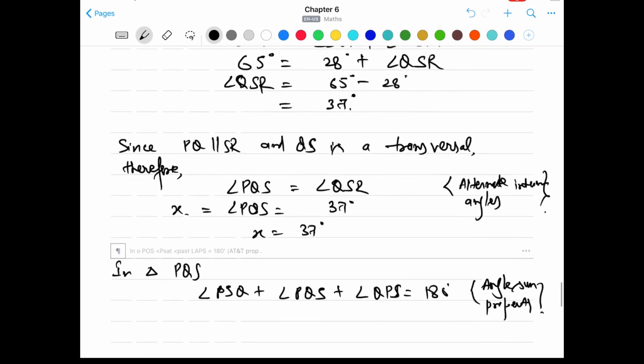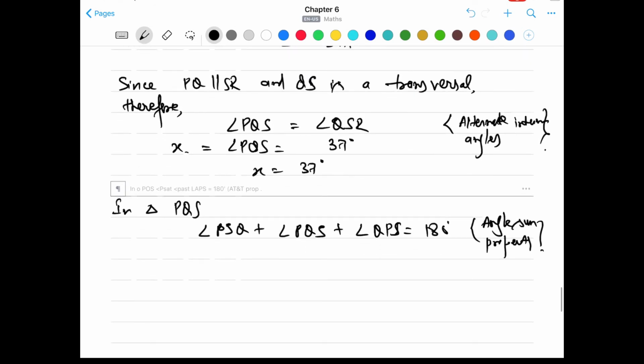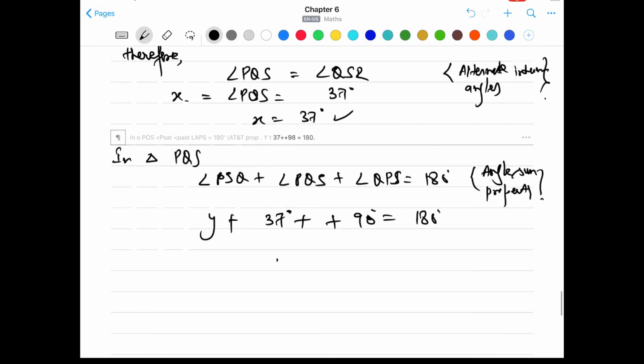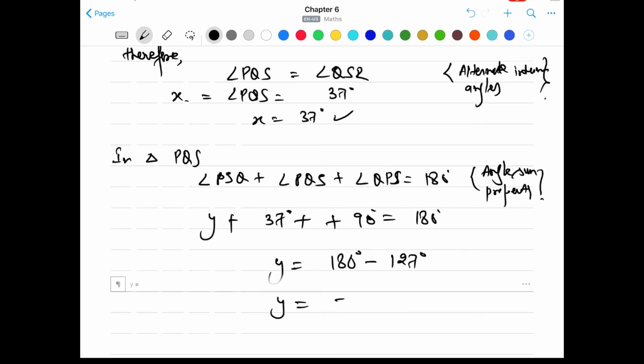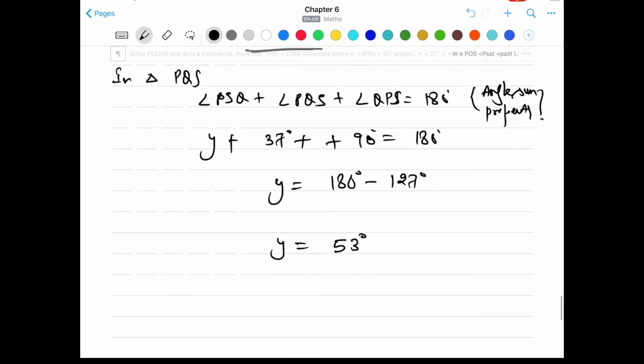of a triangle. So angle PSQ is given as Y, which we have to calculate. Angle PQS we have calculated, which is 37 degrees here. Okay, and we have angle QPS, which is given as 90 degrees, so equal to 180 degrees. So from here angle Y will be equal to 180 degrees minus this 90 plus 37, which is 127. So Y will be equal to 180 minus 127, which gives us 53 degrees. So that's the answer for Y. Okay, so we got the value of both X and Y here. That's the answer to question number 5.